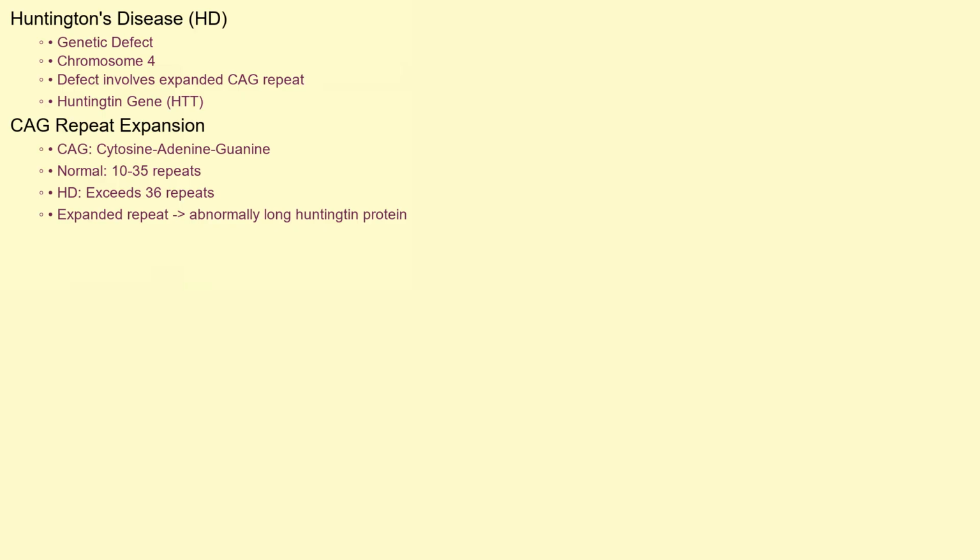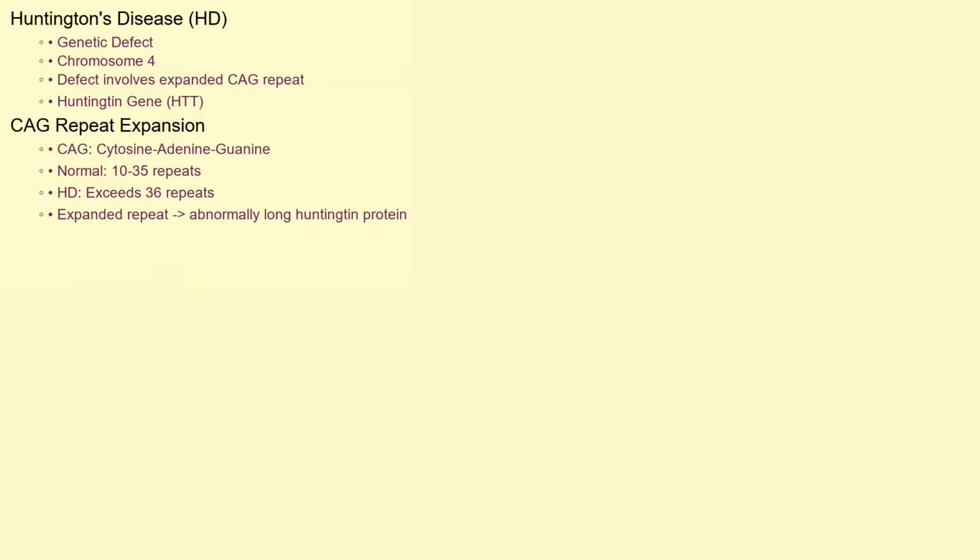Huntington's disease, often abbreviated as HD, is caused by a genetic defect on chromosome 4. This defect involves an expanded CAG repeat within the Huntington gene, also known as HTT. CAG stands for cytosine, adenine, guanine, and these three DNA building blocks repeat themselves multiple times. Normally, individuals have around 10 to 35 of these repeats. However, in people with HD, the CAG repeat is expanded, often exceeding 36 repeats.